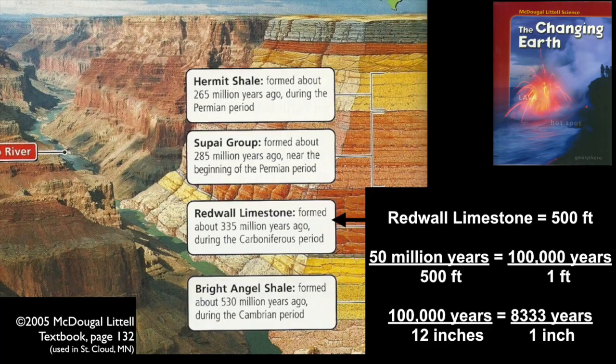And when you look at how slow those layers supposedly came down, the Redwall limestone is 500 feet, and it's supposedly 50 million years. Well, you do the math, and it's 100,000 years for a foot. Do some more math, and that's 8,000 years per inch. So that thing's going to stand vertically for tens of thousands of years to get covered up? No, it doesn't make sense that way.